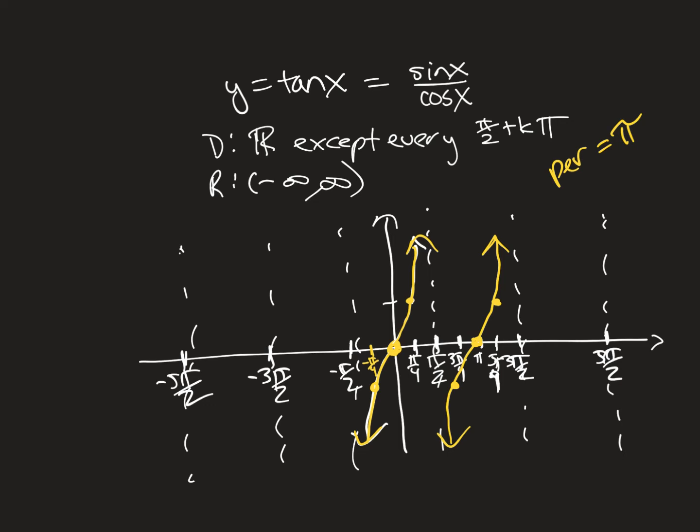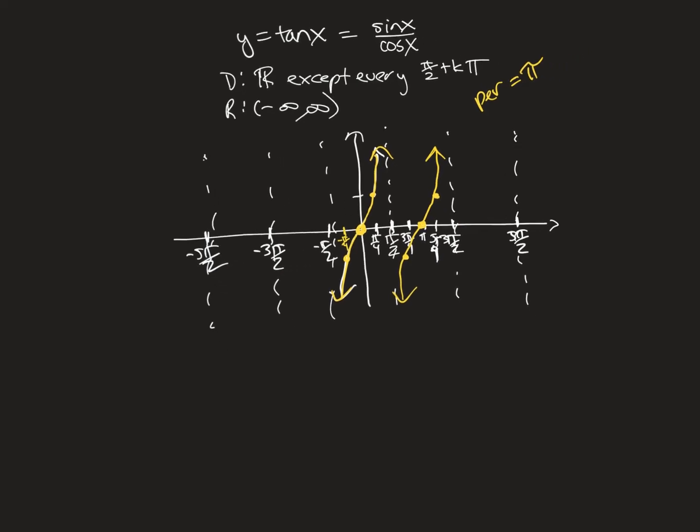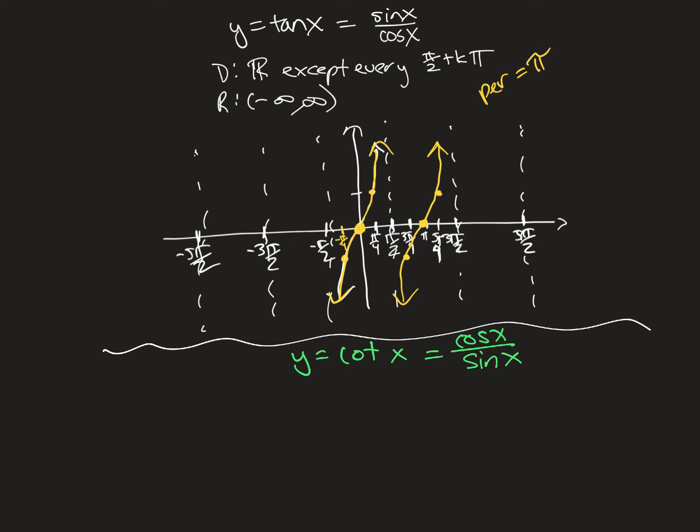And a similar thing is going to happen with cotangent. So with cotangent, if I want to do that graph here, so let me just make a little line. So y equals cotangent of x, and remember it's the reciprocal of tangent, or cosine over sine. So the asymptotes here will be where sine is 0. So the domain in this case is all reals except every k pi. And the range is also going to be all reals, just like tangent.